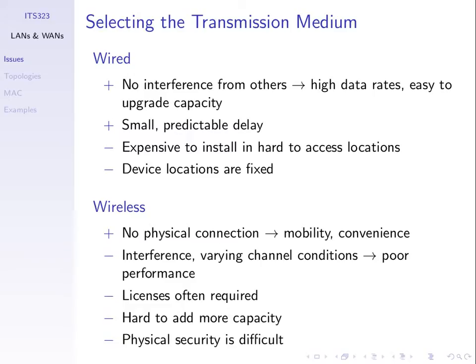Wired versus wireless. Which one's better? Well, there are advantages and disadvantages of each. With wired, when we transmit a signal across the wire, or even a fiber, if it's optical fiber, then usually that signal is contained inside that conductor or that fiber. So there's very little interference when you transmit a signal across that wire versus when someone's transmitting a signal across a neighboring wire. The result is that we can generally achieve very high data rates because there's very little interference. And it's easy to upgrade capacity.